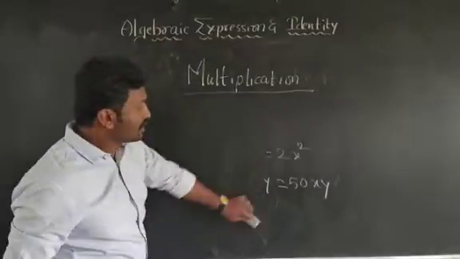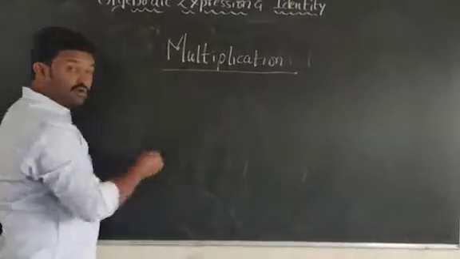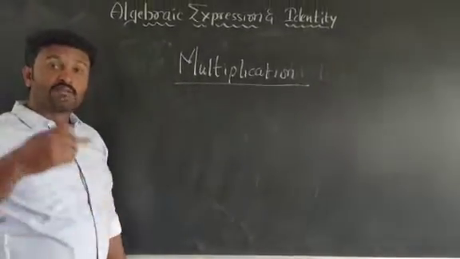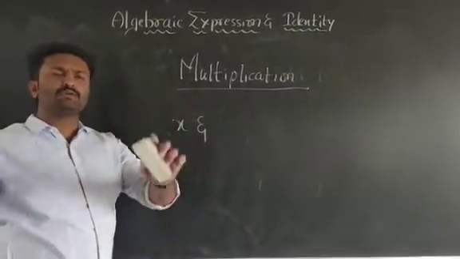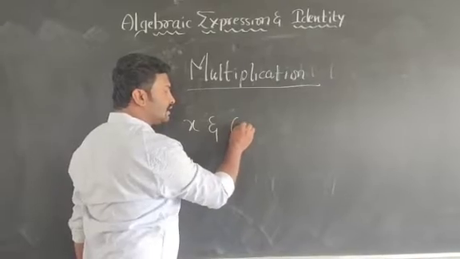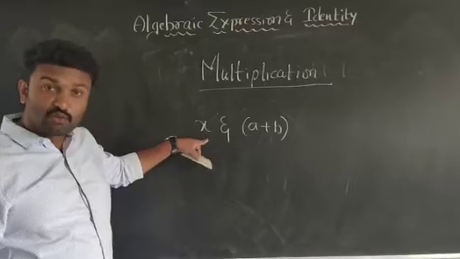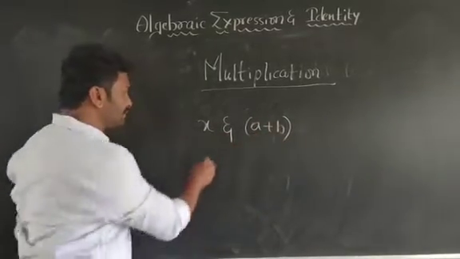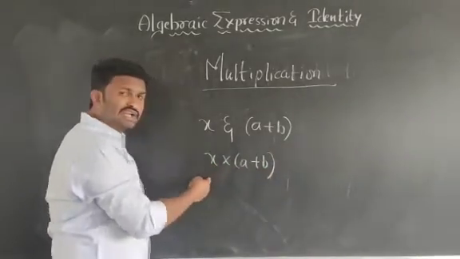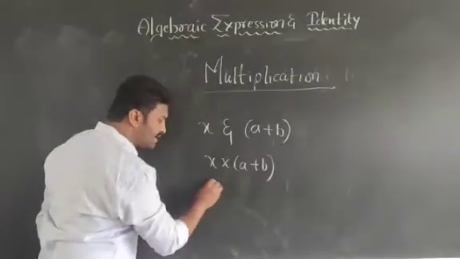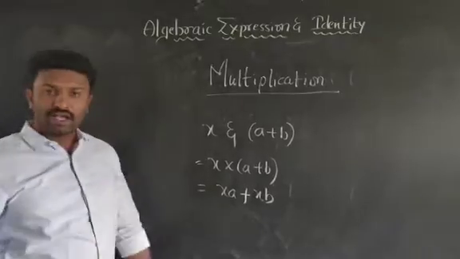Now, multiplication of a monomial and a binomial. For example, you take x and a binomial. Any binomial you take. I take a plus b. This is a binomial. Multiplication of a monomial and a binomial: x into a plus b. This is like the distributive property. x into a, xa, plus x into b, xb. Okay, any doubt?